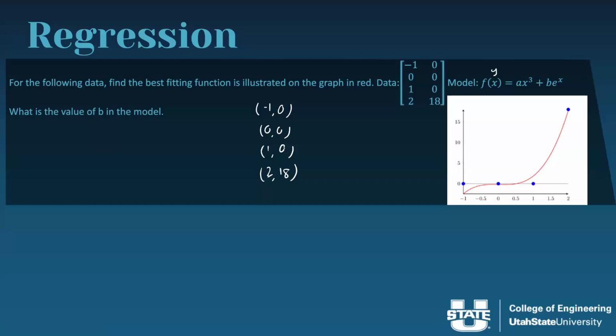So for this one, x is -1, so that would be negative a plus b e to the -1 equals 0. And then 0 equals 0 plus b. Wait, for the first one, it's x. So this is the x term.